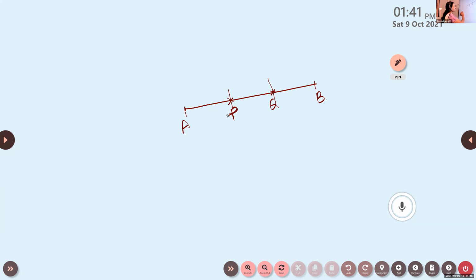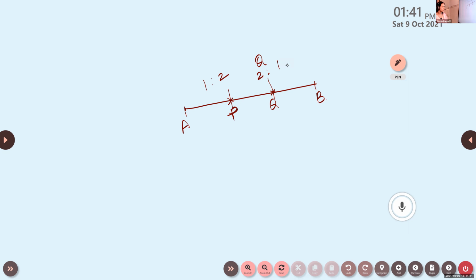So look at the point P. It divides it in the ratio 1:2. If you take the point Q, Q divides it in the ratio 2:1. P divides in the ratio 1:2, and Q divides it in the ratio 2:1.